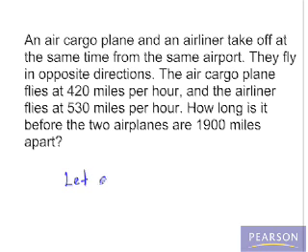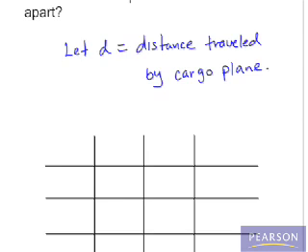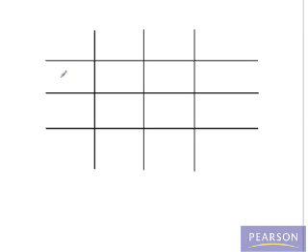So let's let d equal distance traveled by the cargo plane. And using this variable d and the information given in the problem, let's organize this information in a chart or a table. We'll let the first row be the cargo plane, and the second row be the airliner. And this is a uniform motion problem, so we'll label the three columns rate, time, and distance.